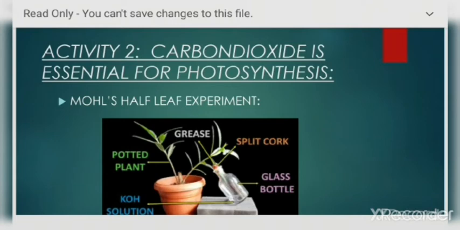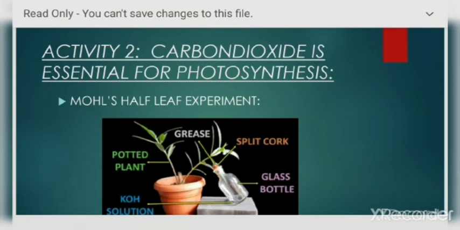This experiment is also called Moll's half-leaf experiment. Here, we take a potted plant and keep it in the dark for 3 days to destarch it. Take a wide mouth bottle with a split cork, select one of the leaves and insert half of the leaf into a bottle containing potassium hydroxide pellets. Now the use of potassium hydroxide here is to absorb the carbon dioxide.